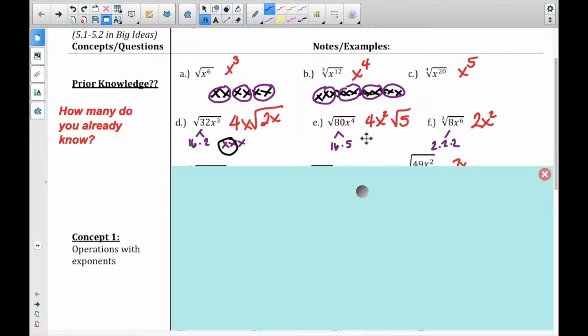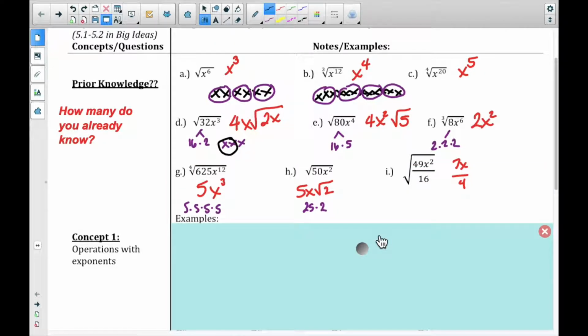Next example, 80, once again, is 16 times 5. 16 square root of that is 4. 5 stays inside. X to the fourth, because it's a square root, we would have 2 groups, so that's x squared. Example F starts getting into cube roots, and so we have to remember our cube roots. So 2 times 2 times 2 is 8, and so that is the cube root of 8. And then the x's, once again, 2 groups of 3, because it's the cube root, we want to group in groups of 3, and so that is 2x squared.